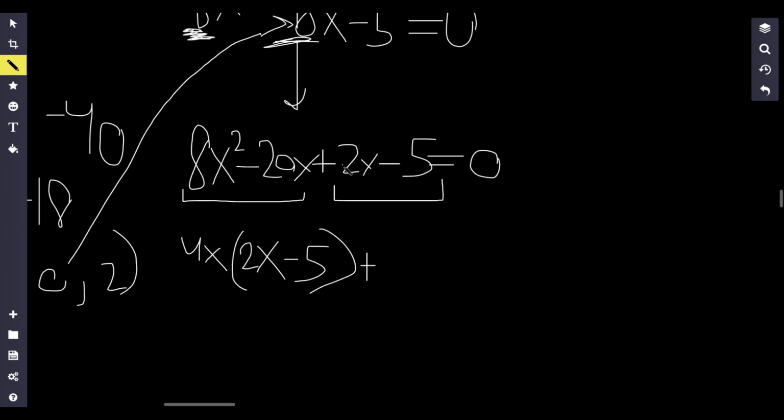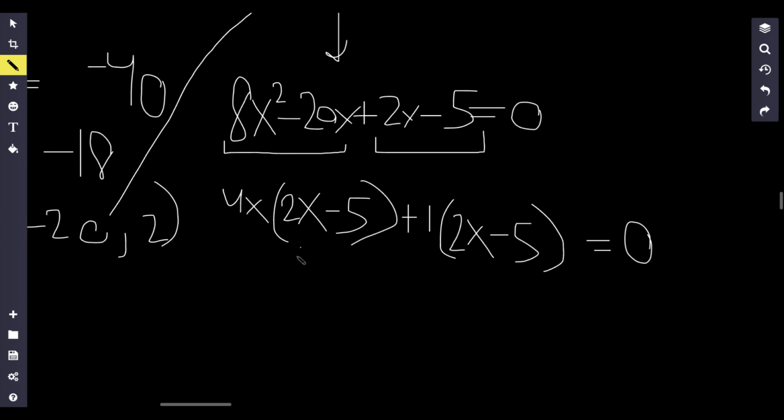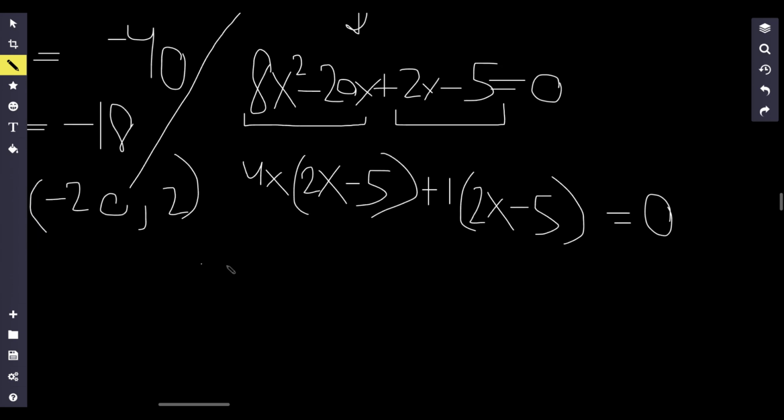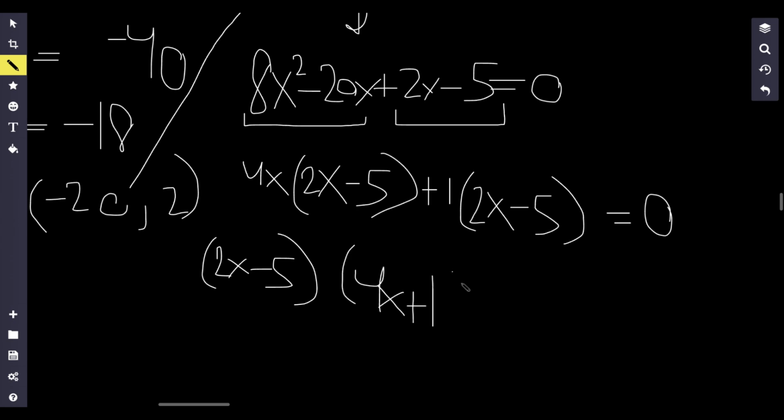Now, I can factor out a 1 from this term, so it's going to be 1 times 2x minus 5 equals 0. Notice how I have a 2x minus 5 in both these terms. So what I can do is factor out a 2x minus 5 from everything. So basically, I took out 2x minus 5 from each of these terms. What am I going to be left with? I'm just going to be left with 4x plus 1. And it's going to be equal to 0.